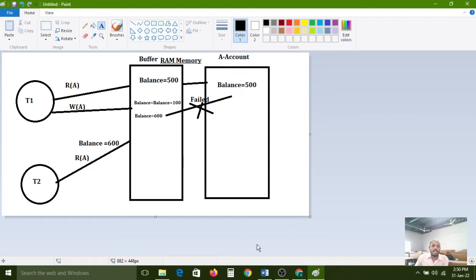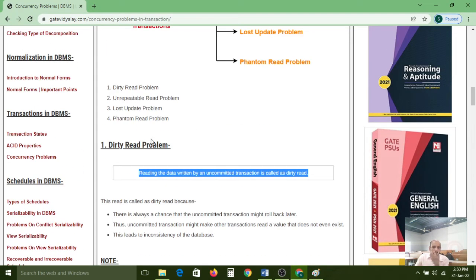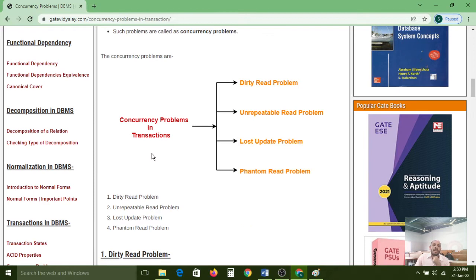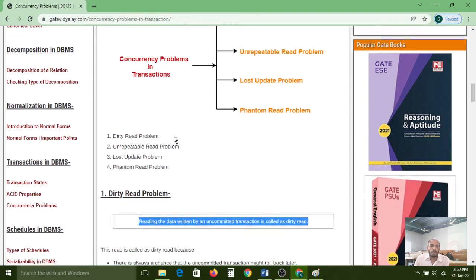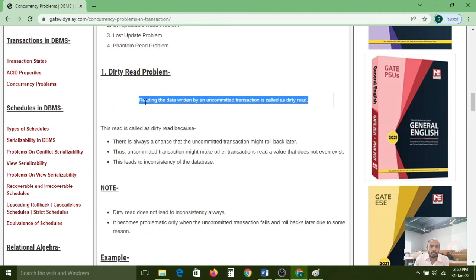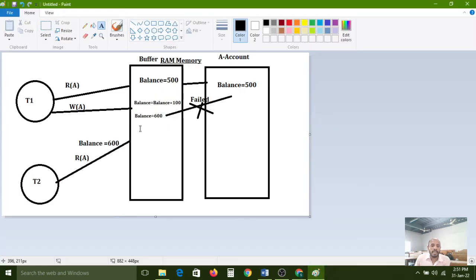Got it? So that is the meaning of the dirty read problem. While using concurrent transactions, the first problem is the dirty read problem. Dirty read problem is nothing but reading the data written by an uncommitted transaction. Here it is reading the data from an uncommitted transaction. This transaction has not committed now. If it is committed, the 500 is replaced with 600, the new value.